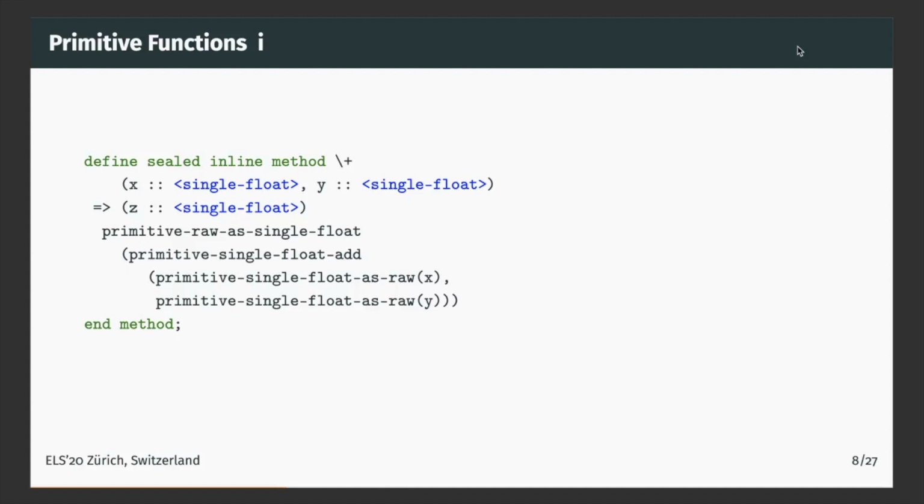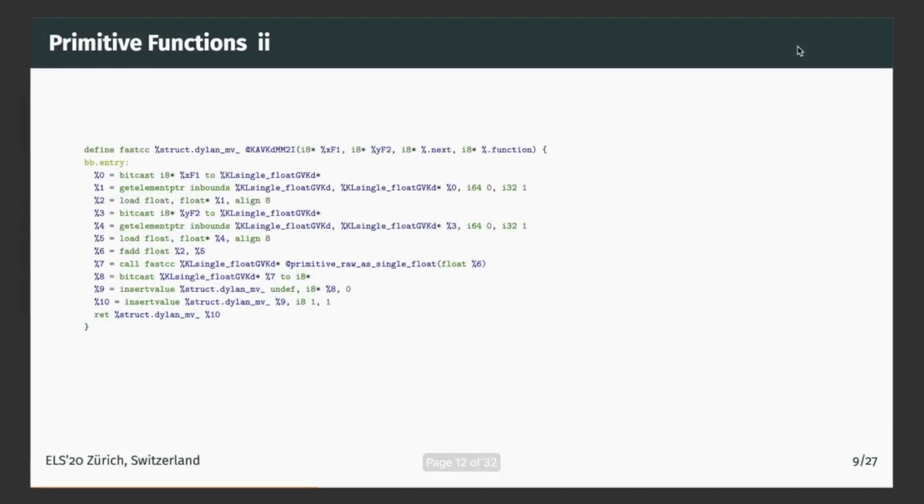Here we can see the implementation of the add method on boxed single precision float values in terms of primitive functions operating on raw types. And here's the function as LLVM intermediate code, with two of the primitives expanded inline as LLVM instructions, namely the unbox operation and the floating point add, and the third implemented as a call.